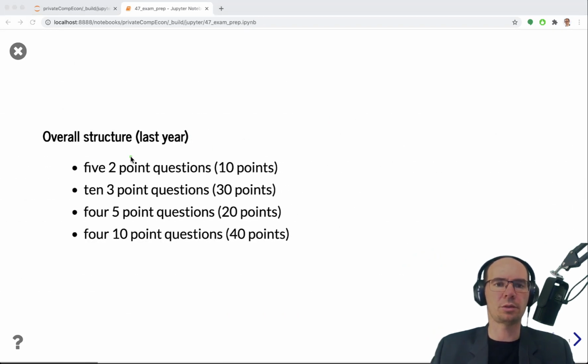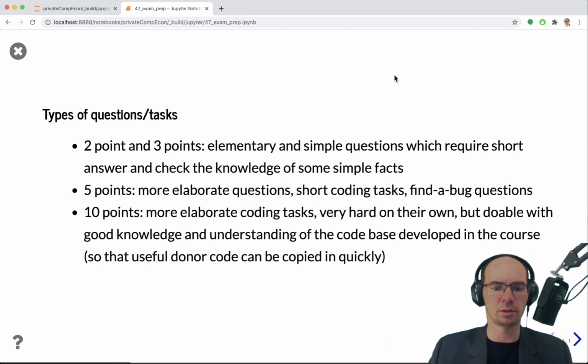Okay, the structure from last year's exam was five 2-point questions, three 3-point questions, four 5-point questions, and four 10-point questions. If I'm not mistaken, altogether, this is 100 points. And of course, questions and assignments differ in their difficulty. The 2 and 3 points questions are similar.